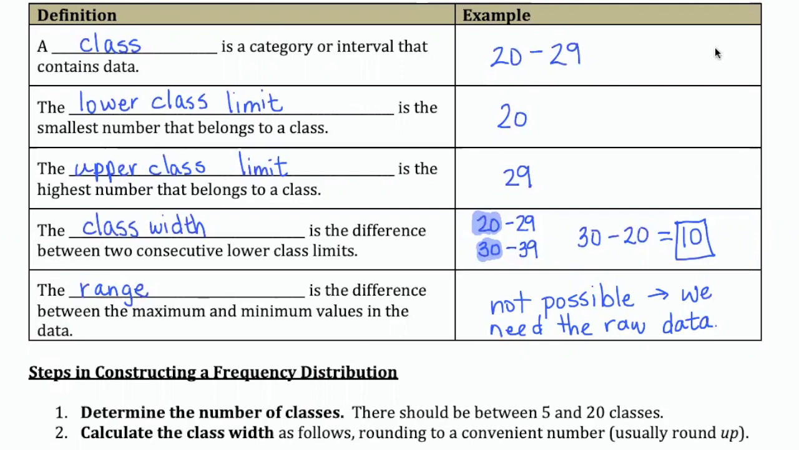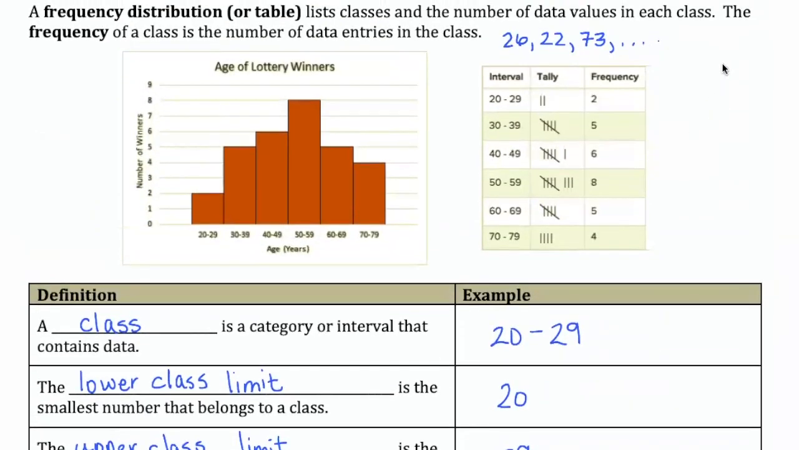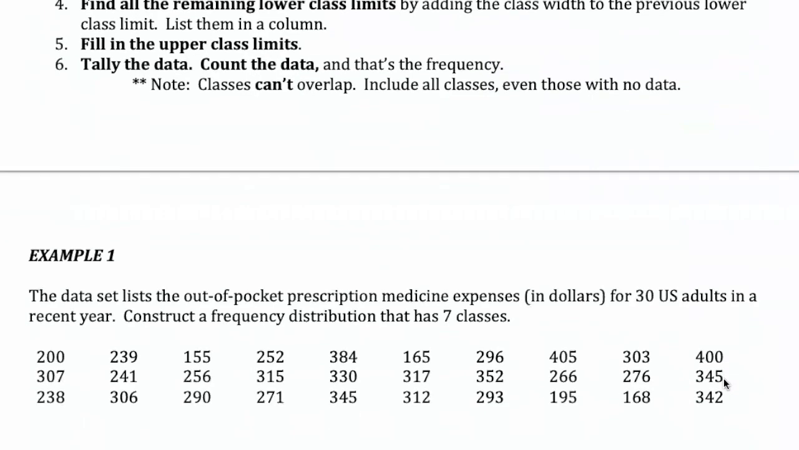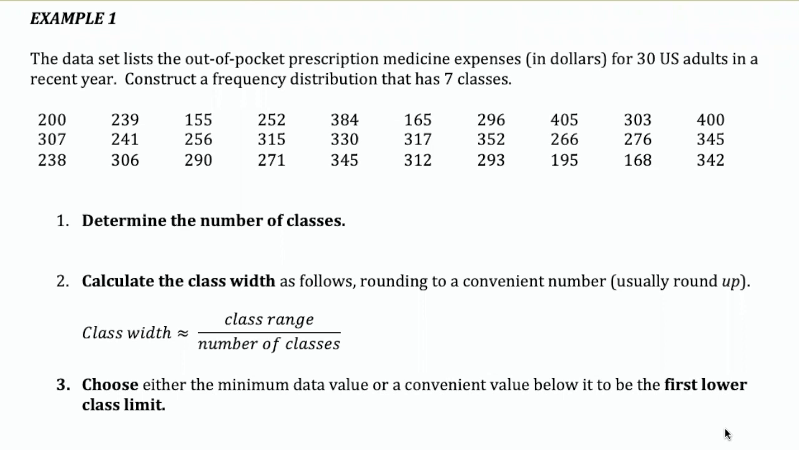All right, so to construct one of these frequency distributions, which is what we call this table, these are the steps to construct a frequency distribution. Now, I'm going to assume you are capable of pausing the video and reading through them. I'm going to go ahead and we're going to do each of these steps with an example. This example 1 is found in your textbook. The data set here is the out-of-pocket prescription medicine expenses in dollars for 30 US adults in a recent year. We're asked to construct a frequency distribution that has 7 classes, and that's the important piece of information.